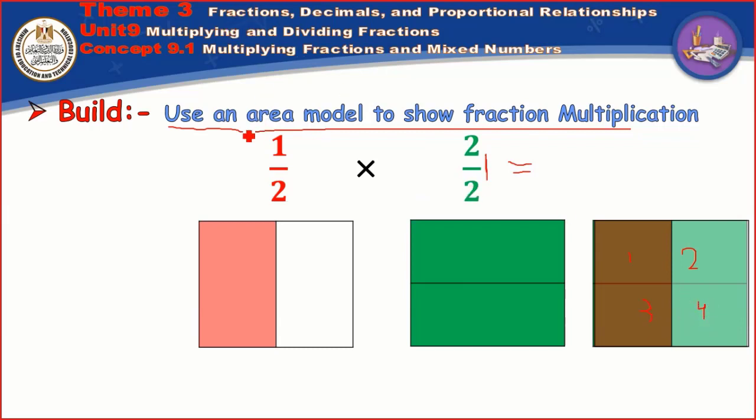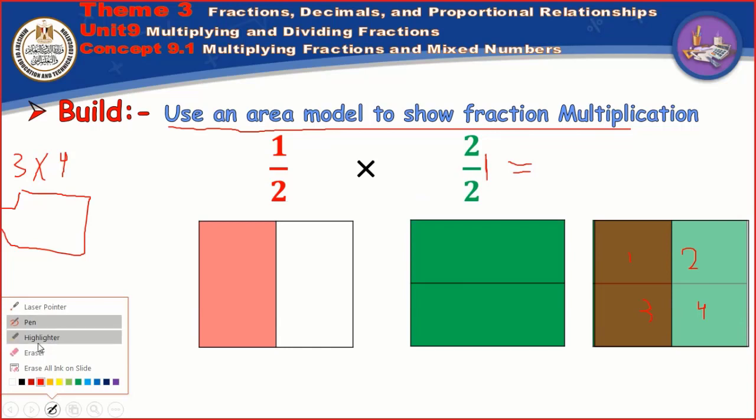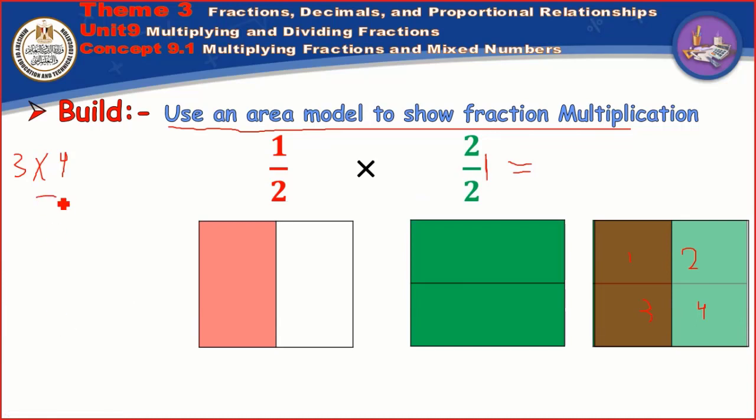Why do I use the area model? Do you remember? When I multiply 3 times 4 in whole numbers, I can represent it as a rectangle. The width is 4 and the length is 3. This is the area model for whole numbers. Or the width is 3 and the length is 4. Where is the answer here? I divide it by 4 bars and count how many cells. How many small squares are there? 12.